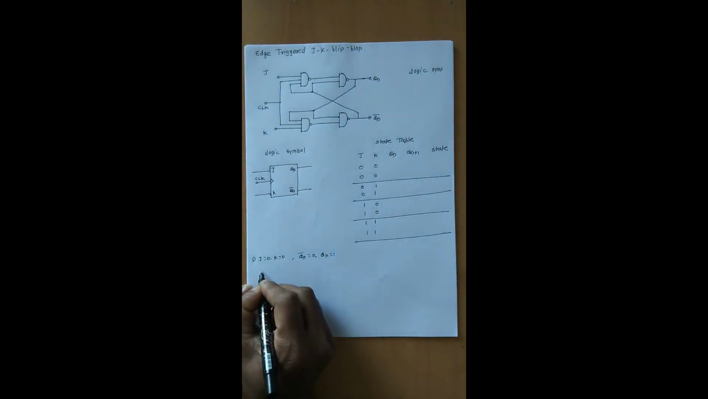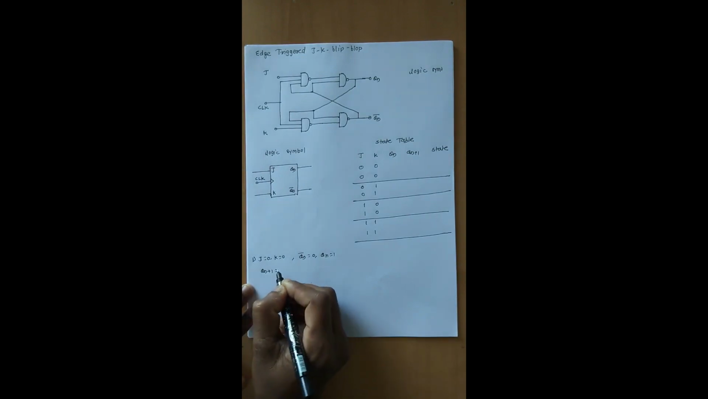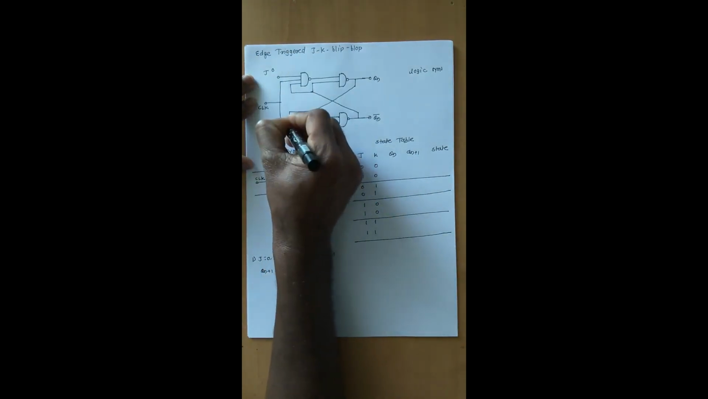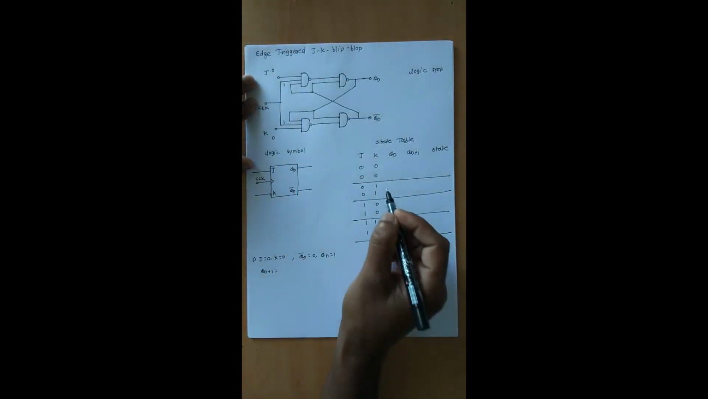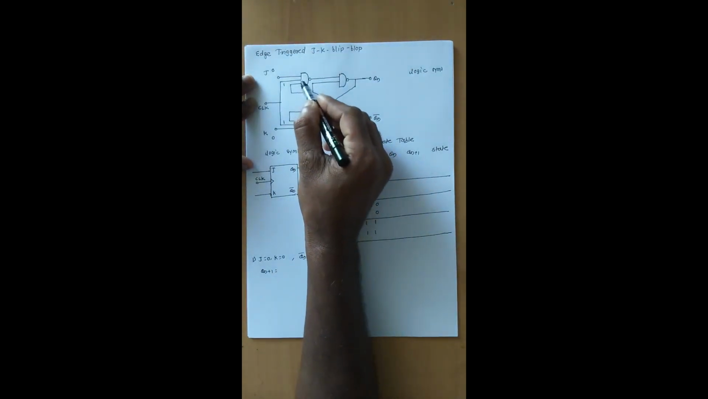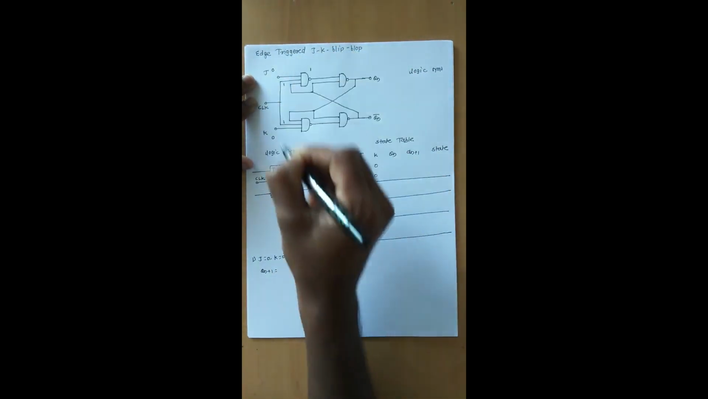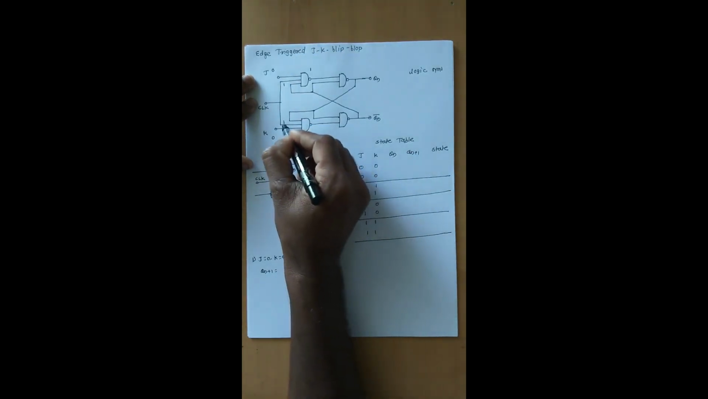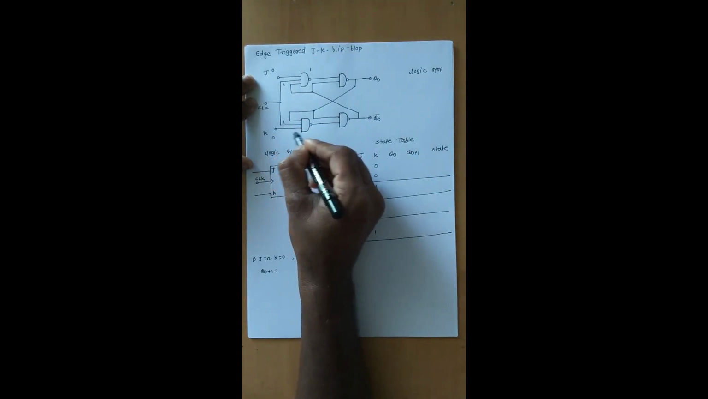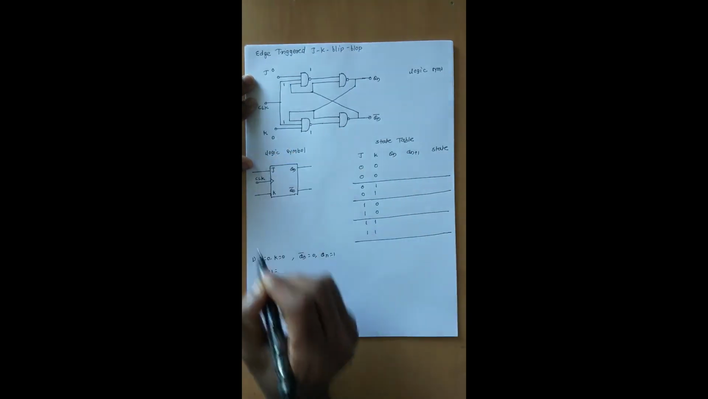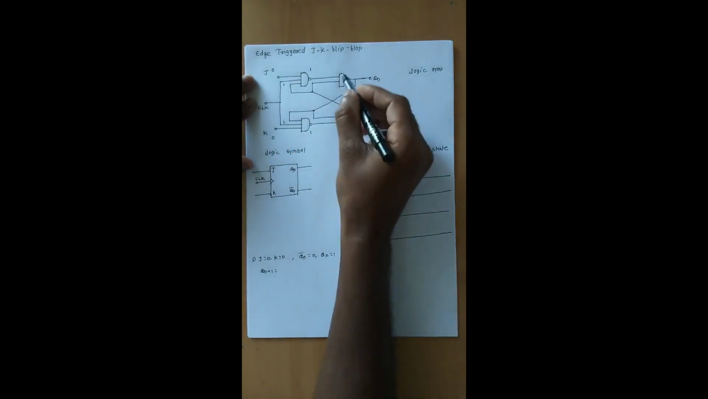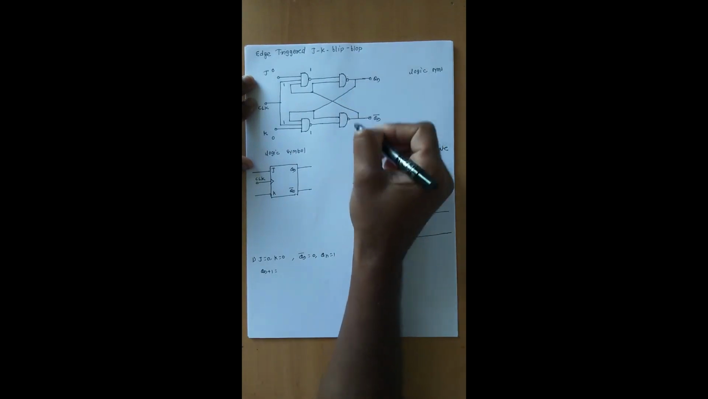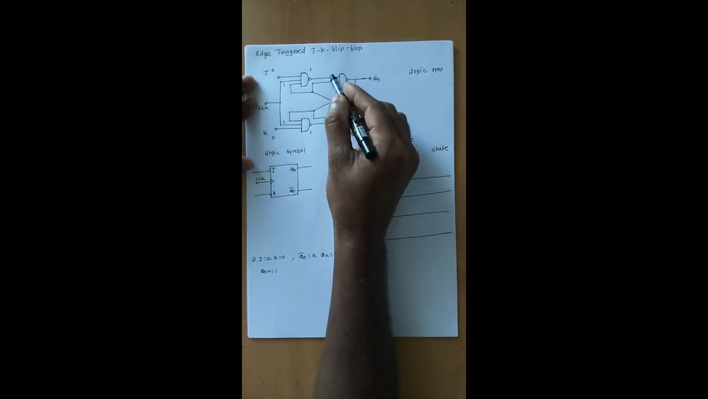So let's find out Q of N plus 1. For this, J is equal to 0, K is equal to 0, and the clock is 1. If any one input to this NAND gate is 0, then the output will be 1. In the similar fashion, if any one input to this NAND gate is 0, then the output is also 1. So we cannot predict the output of this gate as well as this gate, because we only know the value of one input, that is logic 1. We don't know the value of this input.